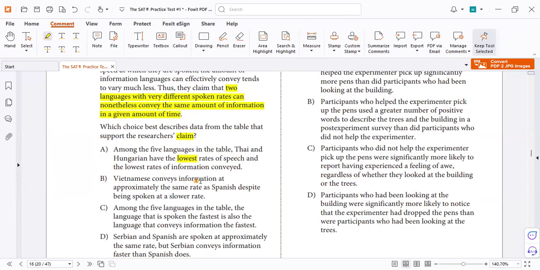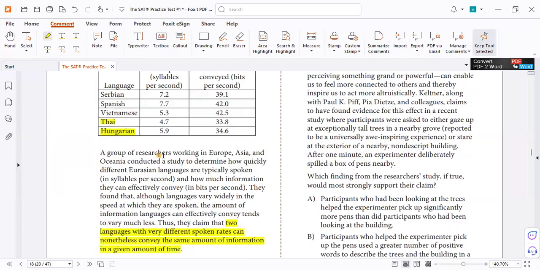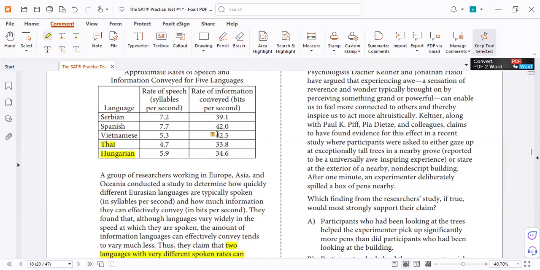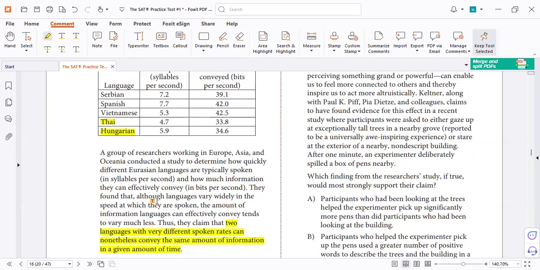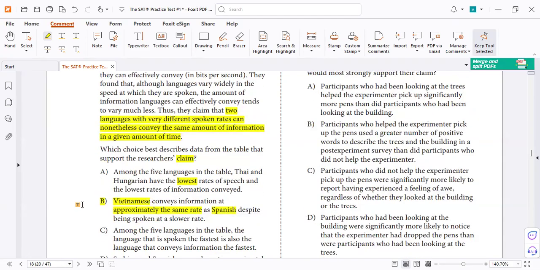Vietnamese conveys information at approximately the same rate, the same amount, as Spanish. Let's check Vietnamese and Spanish. Where is Vietnamese? Here. Spanish. Look, it could be. So with different rate, the same amount of information. Yes or no? Look. Despite being spoken at a slow rate. Yes, a slow rate. As I mentioned, with different rates. That means the answer would be B.